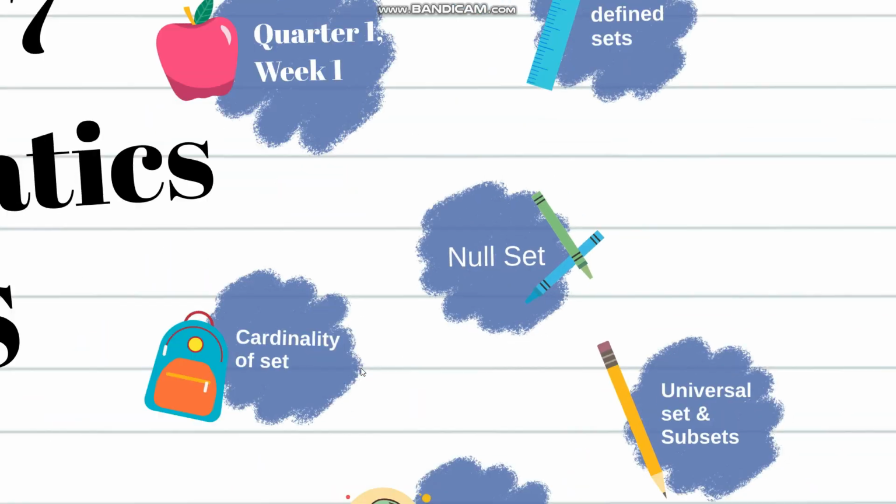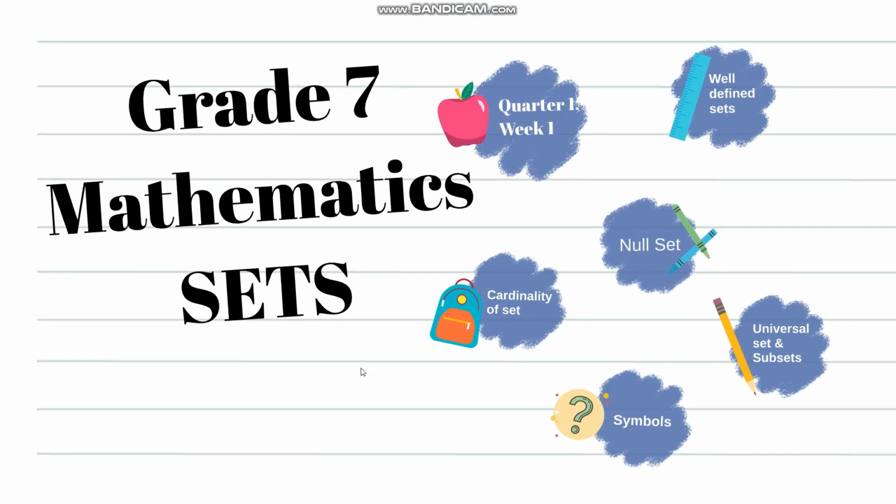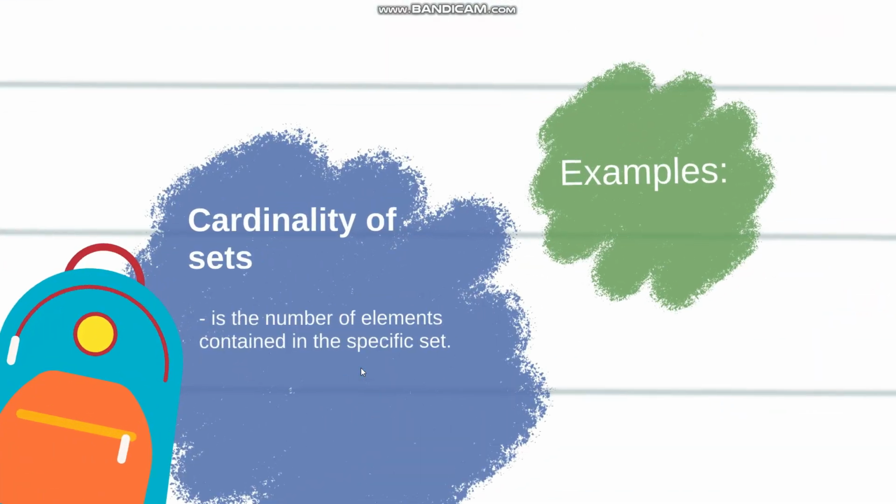Okay? Now, let's continue to our cardinality of set. Now, cardinality of set is the number of elements contained in the specific set. Meaning, it is just the number of elements. Meaning, you would count the elements. How many elements are there on that set, and that is the cardinality of set.